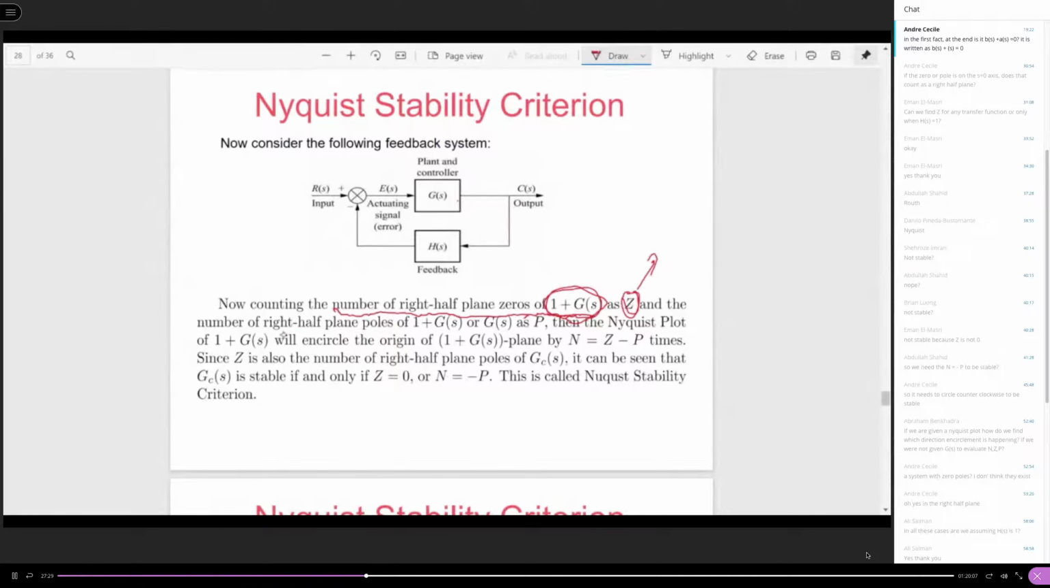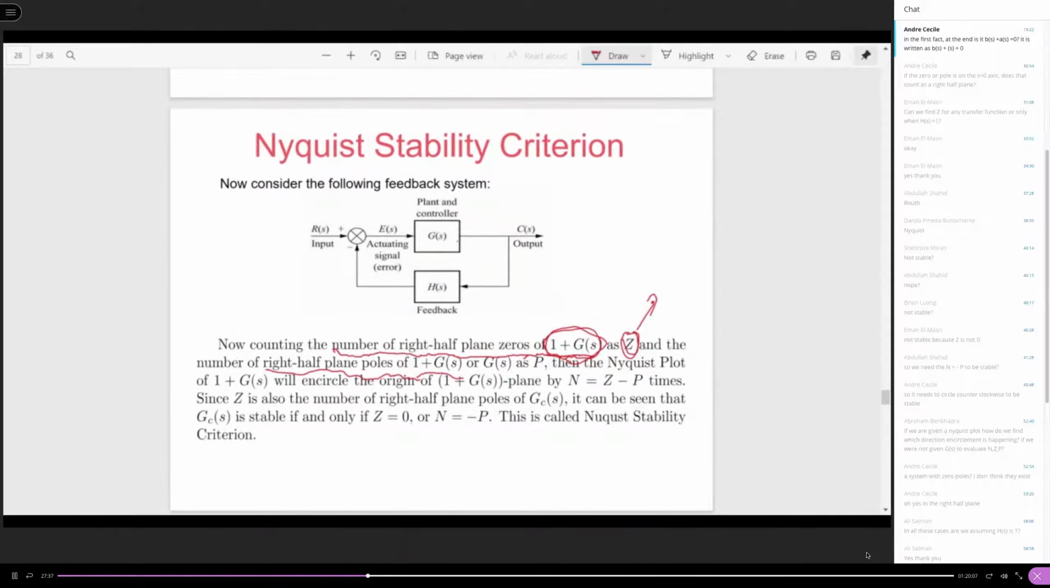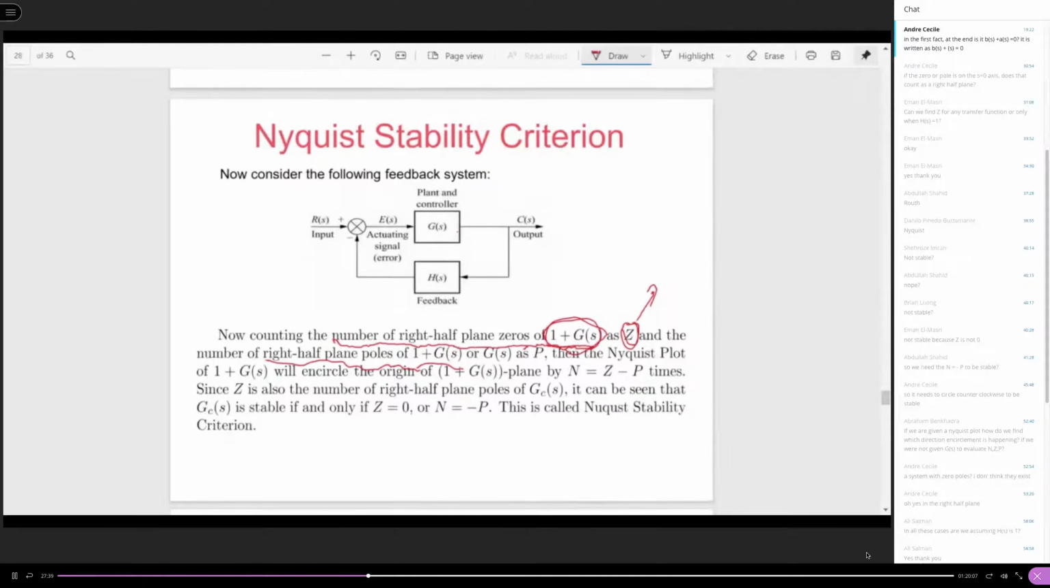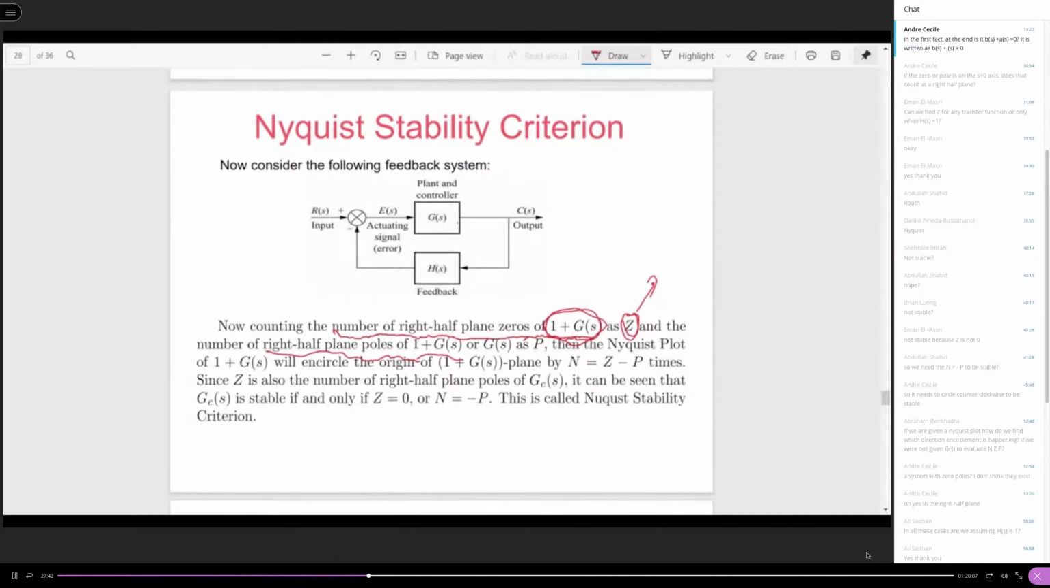So what is going to be the number of right half plane poles of 1 plus G(s)? Well, we know that factor 2 tells us that 1 plus G(s) and G(s) share the same poles. So this information can be obtained from the open loop transfer function G(s). Once again, it is available, right? We're going to denote this number of right half plane poles of 1 plus G(s) as P. Okay, so far so good.